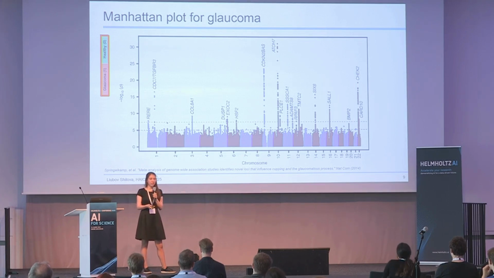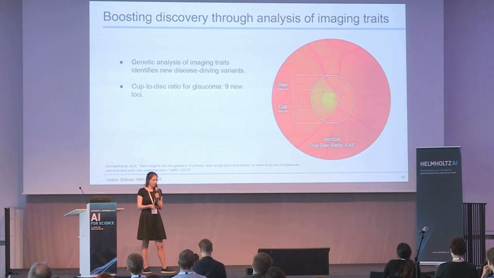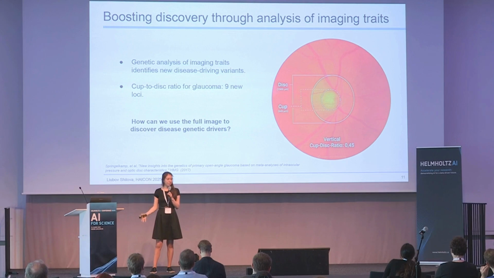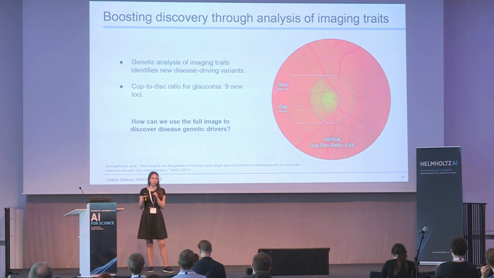researchers have boosted the analysis by using continuous imaging traits related to the disease. For example, glaucoma is characterized by an increased cup-to-disc ratio, which is a measurement done from a fundus image. And by doing genetic analysis of this trait, researchers have identified 9 new genetic loci for glaucoma. But these single measurements from an image capture only part of the story. The full morphology of the eye is rich in information and also multidimensional. So how can we use the full image to derive new genetic loci specific for pathology?